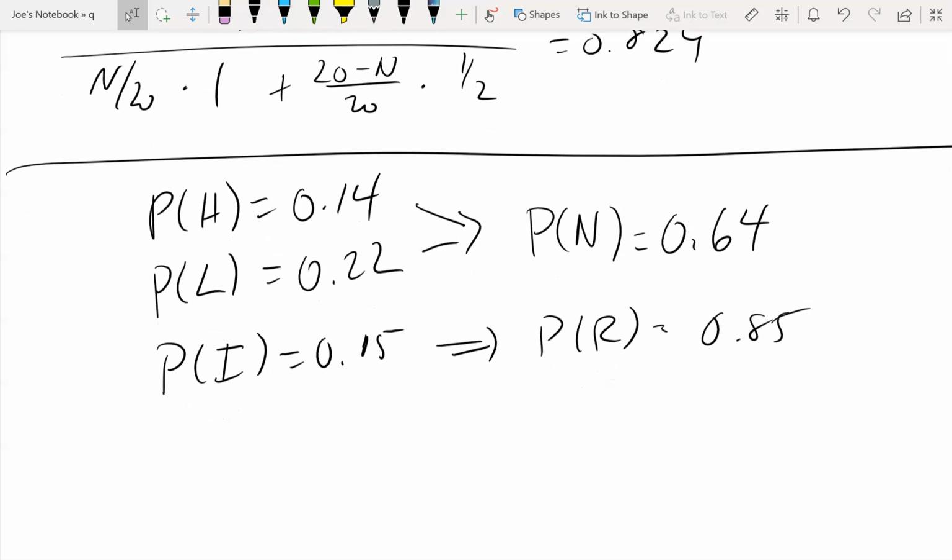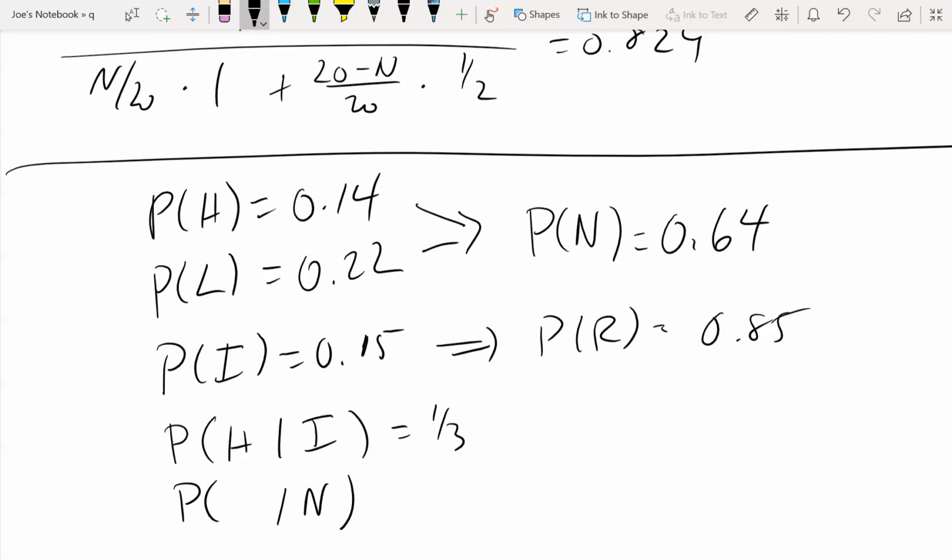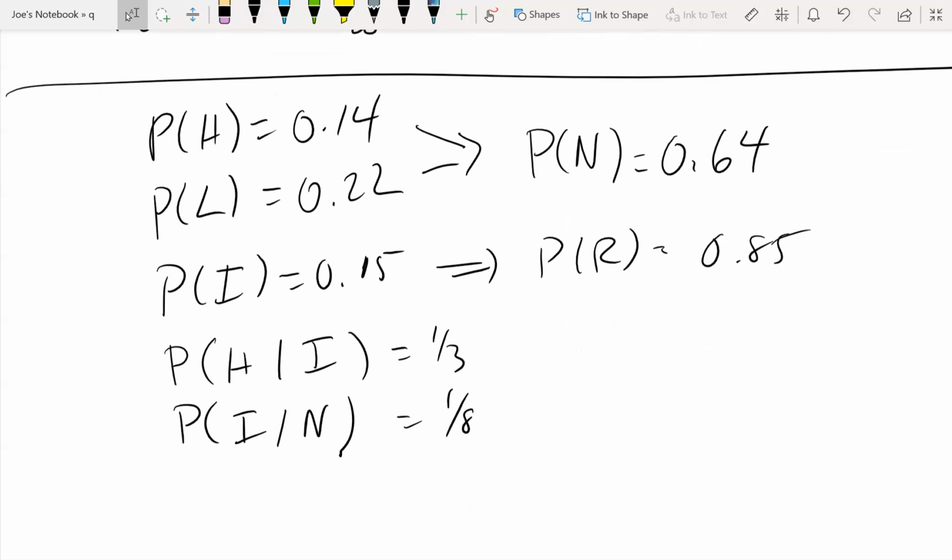All right, so this one's a little bit more with the reading of which one's the given and which one's not. This one says, of those with an irregular heartbeat, 1/3 have high blood pressure. So what part of that is the given? Yeah, the given, right? So of those with irregular heartbeat, that's the given part. Probability they have high blood pressure is 1/3. Of those with a normal blood pressure, so that's the given, right? 1/8 have an irregular heartbeat. Now we're trying to get regular and low blood pressure, right?